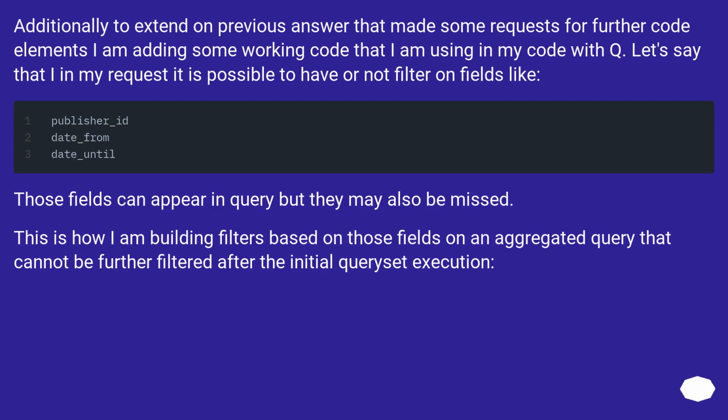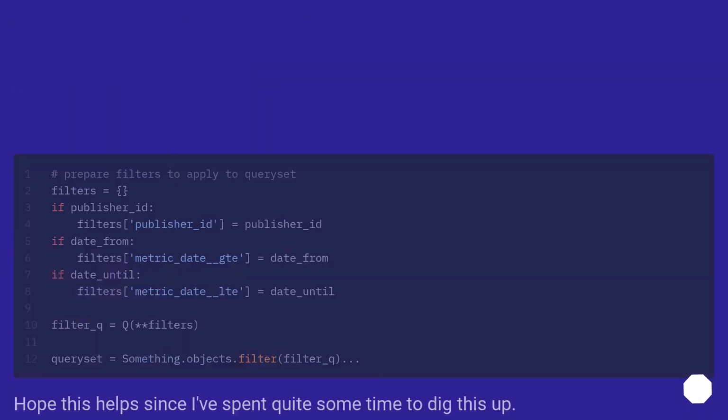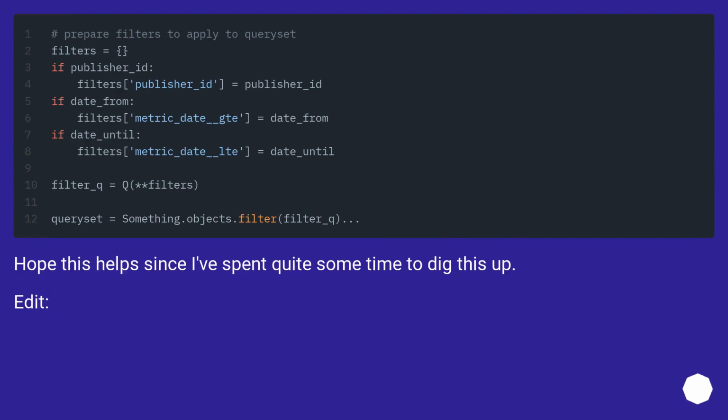Additionally, to extend on previous answer that made some requests for further code elements, I am adding some working code that I am using in my code with Q. Let's say that in my request it is possible to have or not filter on fields like. Those fields can appear in query but they may also be missed. This is how I am building filters based on those fields on an aggregated query that cannot be further filtered after the initial query set execution. Hope this helps since I've spent quite some time to dig this up.